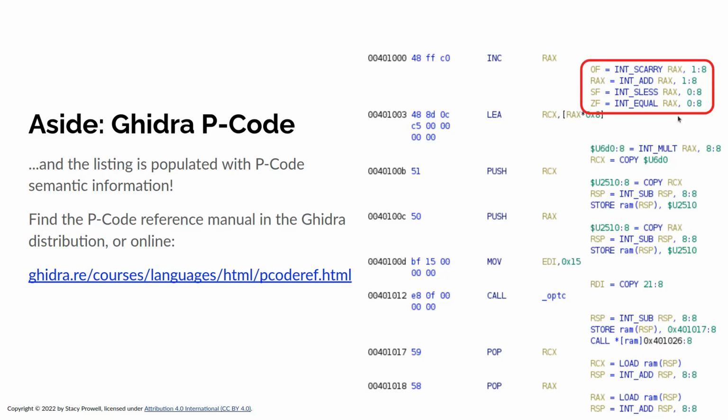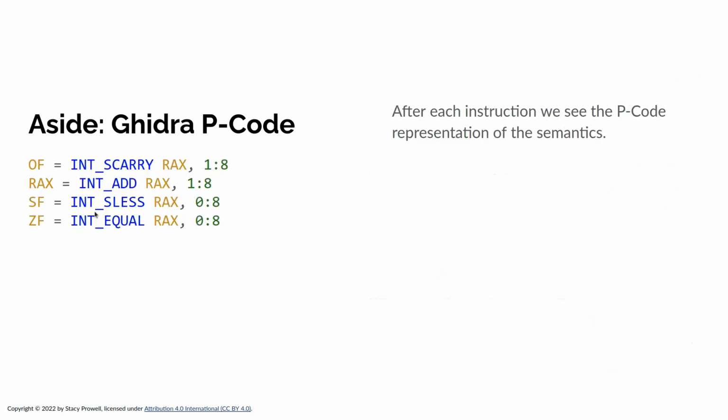So let's pick on one of these. Let's pick on the semantics of increment, because we've been playing with increment. It seems like that's a fun one to look at. And here's what it looks like. I'm incrementing RAX, and I see something about OF, something about RAX, sign flag, zero flag. I don't see the carry flag in here because, again, increment doesn't set the carry. And I have these little guys, INT_SCARRY, that sounds scary, and INT_ADD, and INT_LESS, and INT_EQUAL. What are those things? Well, let's pick on INT_SCARRY.